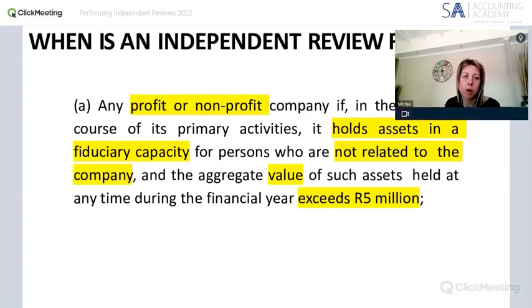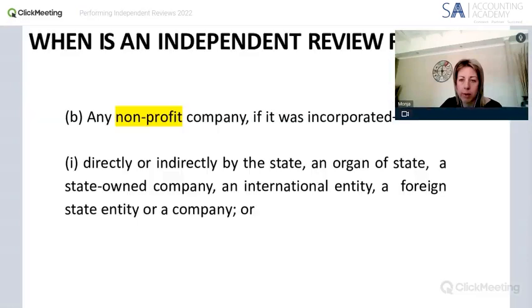So any profit or non-profit company that, in the ordinary course of its primary activities, holds assets in a fiduciary capacity for persons who are not related to the company, and the aggregate value of the assets held during the financial year exceeds 5 million rand. So that is when you've got external parties that provide financing, there's a loan account there on the balance sheet, then you need to have this done because it exceeds the 5 million rand value.